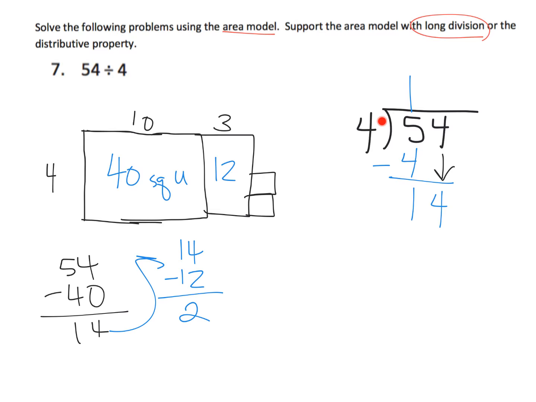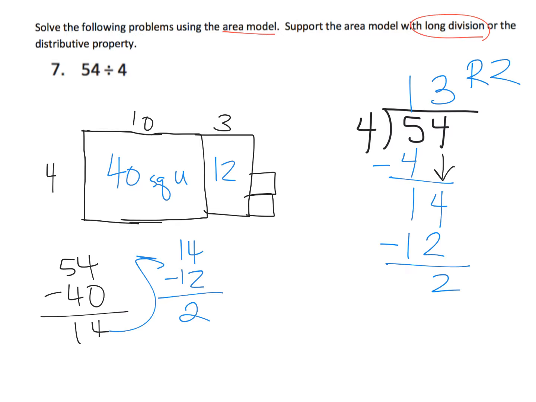So what is that going to look like over here with long division? Well, we have 14 square units. We have a length of 4. So what is our width going to be? Well, our width is going to be 3, because a length of 4 times a width of 3 gives us 12. We subtract, and we have 2 little units left over.